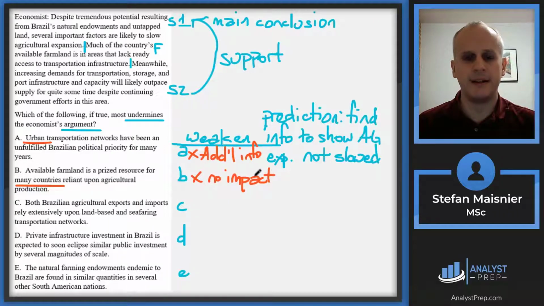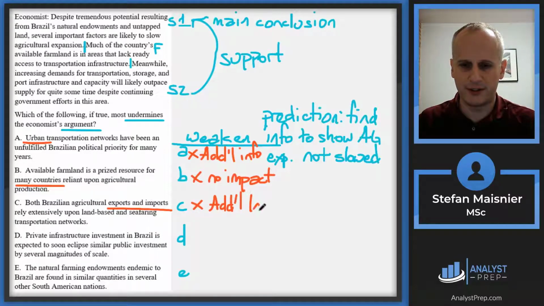in this conclusion. Both Brazilian agricultural exports and imports rely extensively upon land-based and seafaring transportation networks. Well, we're talking about agricultural expansion, but we don't know anything about exports or imports. So again, this specifically would require more additional information to determine how exports and imports relate to this idea of agricultural expansion. So we can eliminate choice C as well.